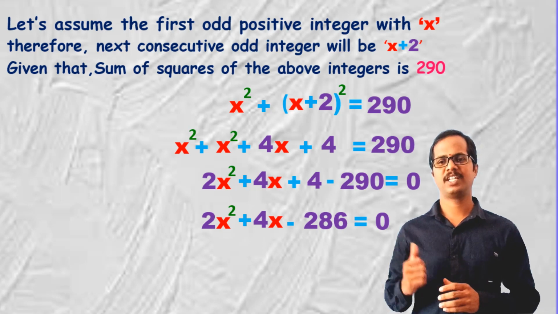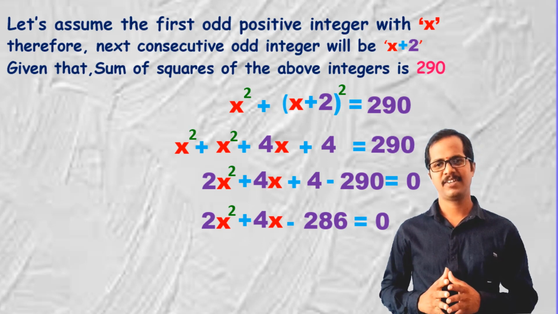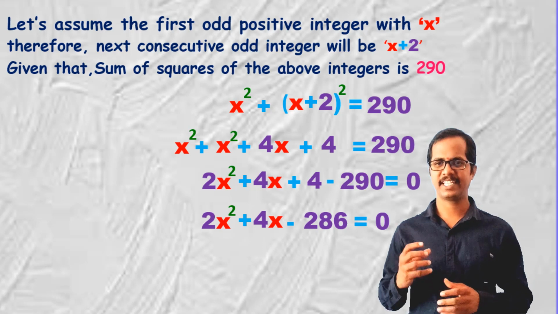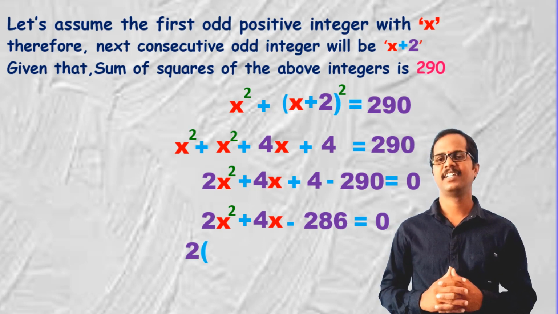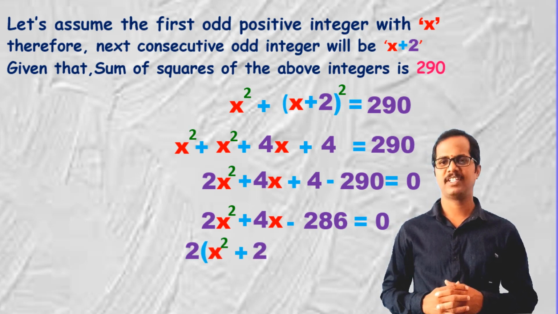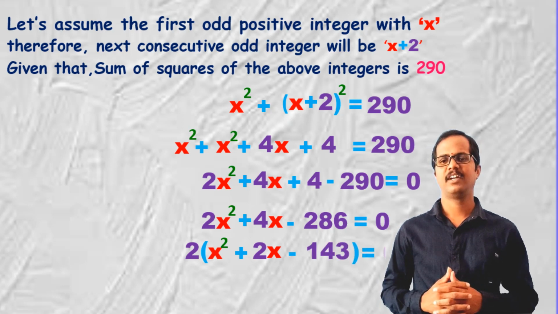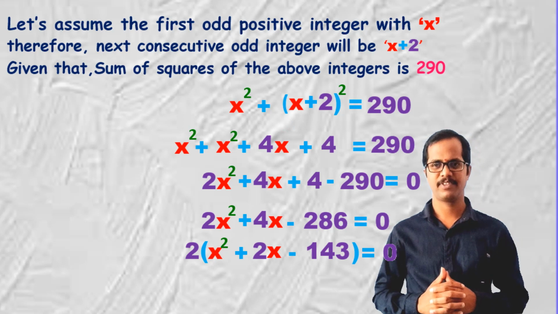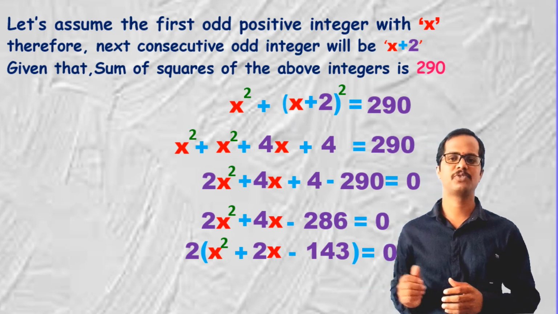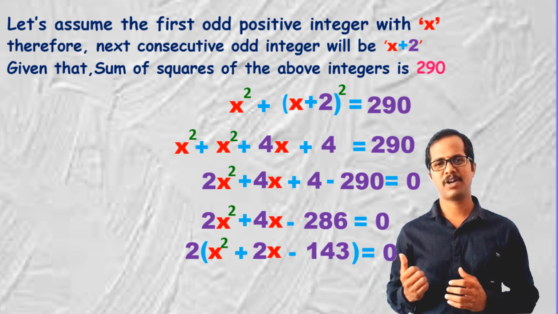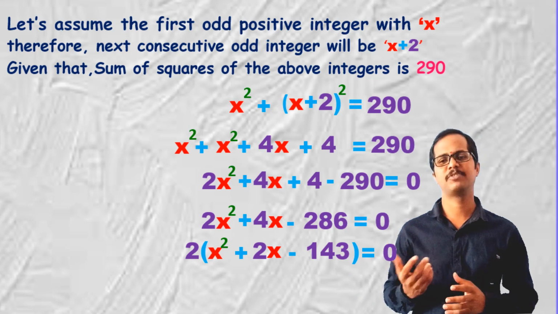Now if you observe on the left hand side, in all the terms we have 2 as common. So by taking 2 common out, we get in bracket x squared plus 2x minus 143, equals 0. So now if you transpose 2 to the right hand side, here 2 is multiplying, and transposing it becomes divide.